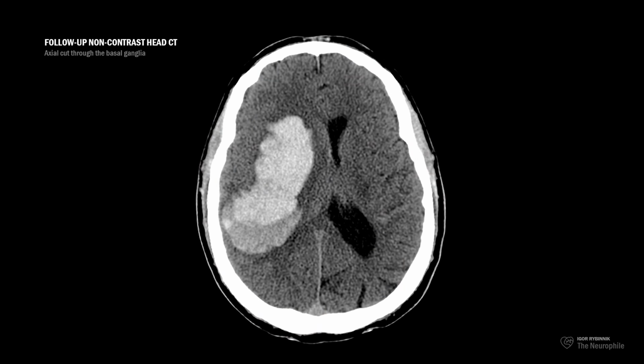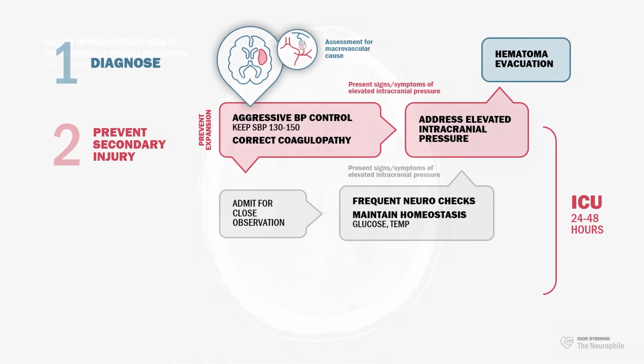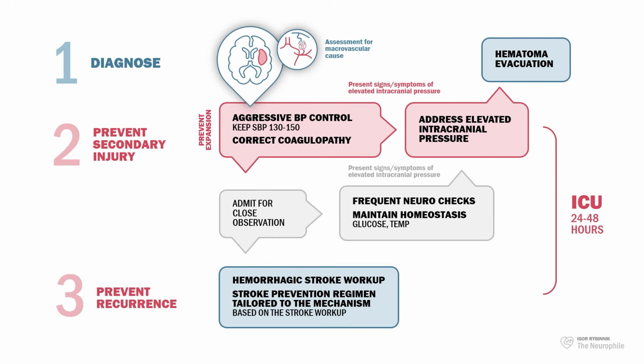After completing the necessary workup and preparation, our patient's hematoma was removed using minimally invasive surgical approach. And speaking of the workup, the final step in managing a hemorrhagic stroke is preventing it from happening again. This means identifying the cause of hemorrhage so we can prescribe the appropriate prevention regimen.